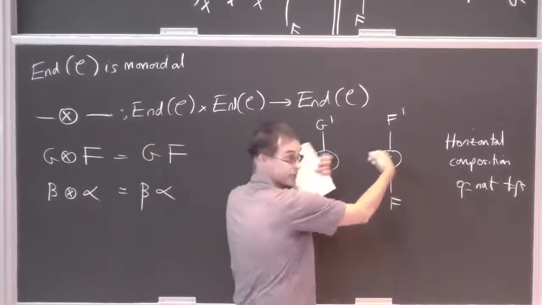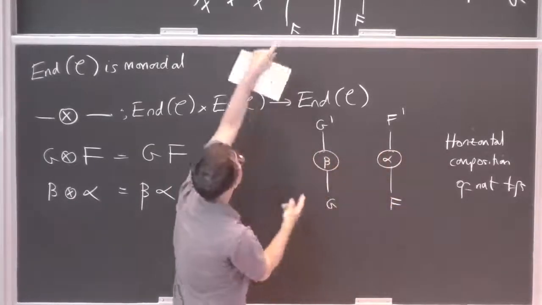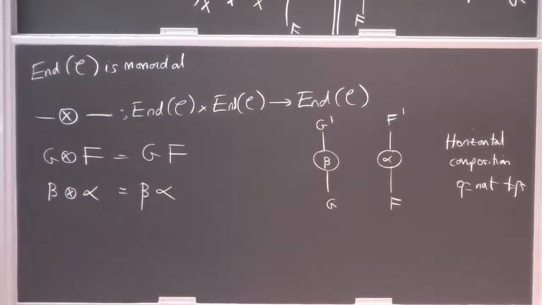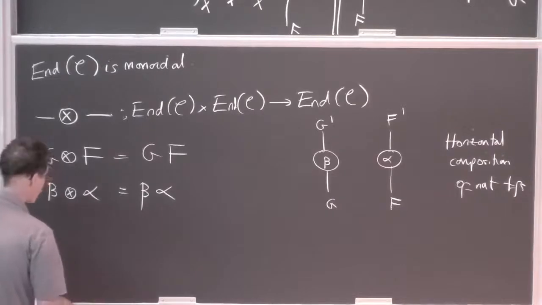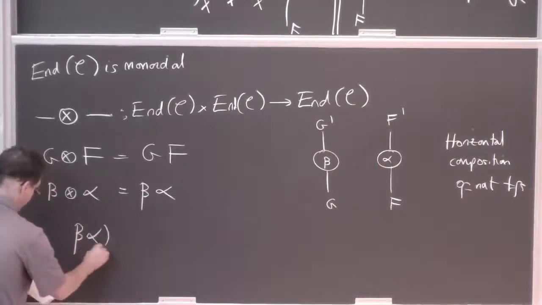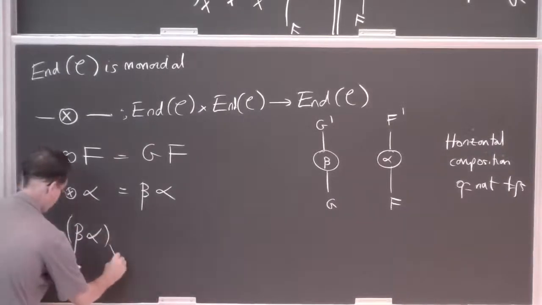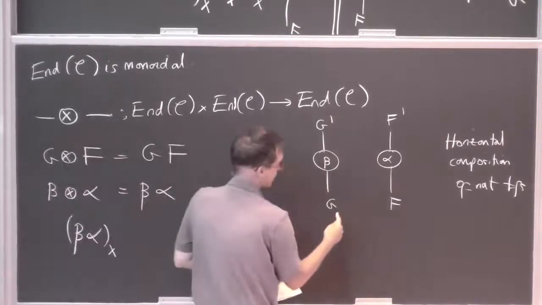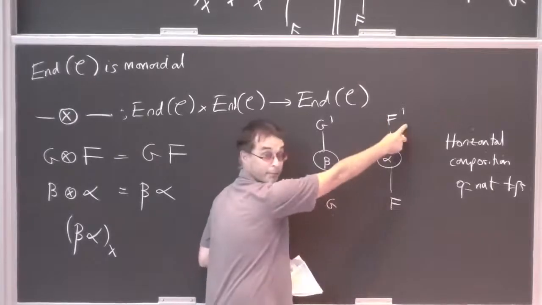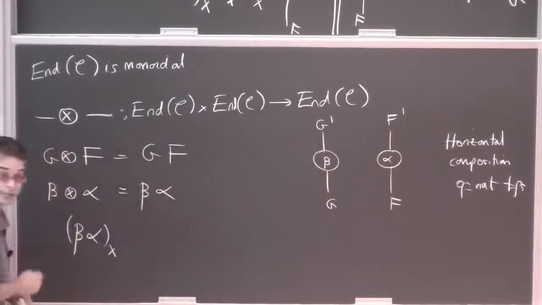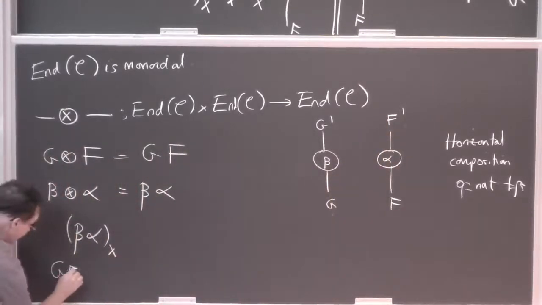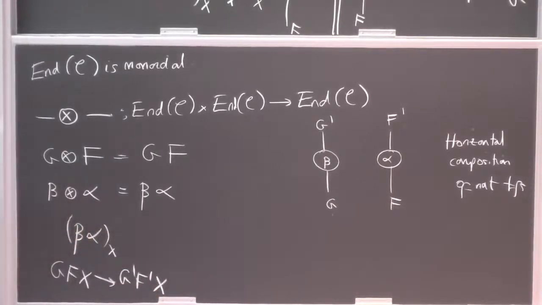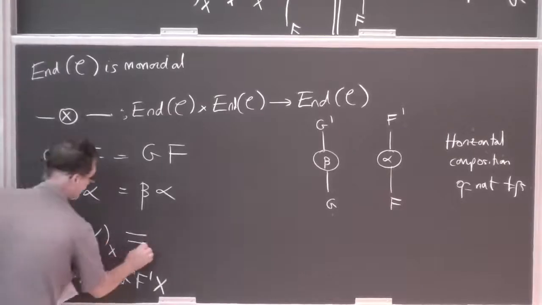So you see the tensor product is sticking things horizontally. Composition up there was sticking things vertically. I need to tell you what beta alpha is on X. Beta alpha is meant to go from GF to G prime F prime. So on a given object X, this is meant to go from GFX to G prime F prime X. So I need to tell you what this is, and let me see, what can we do?